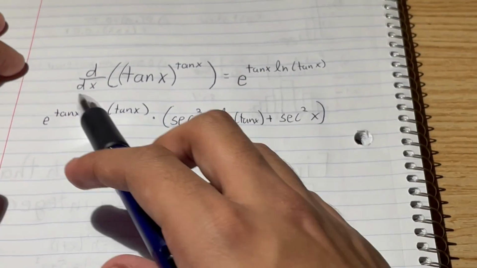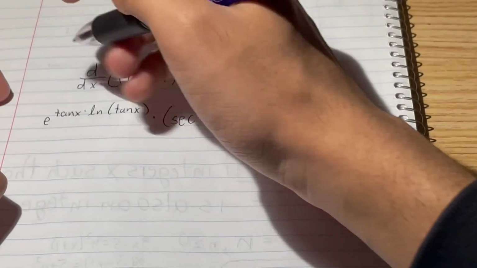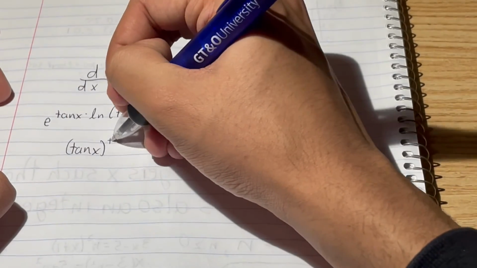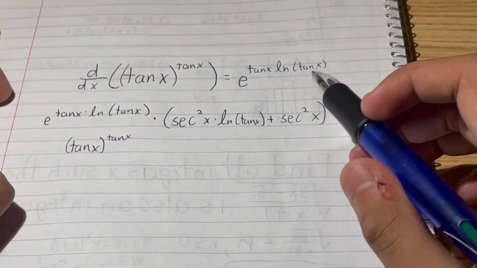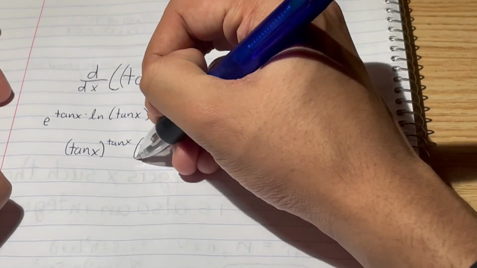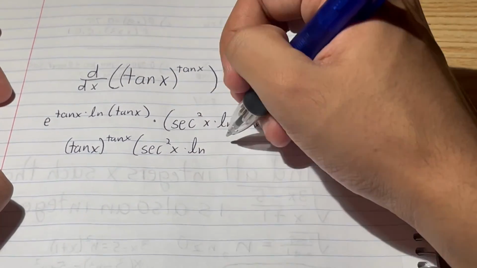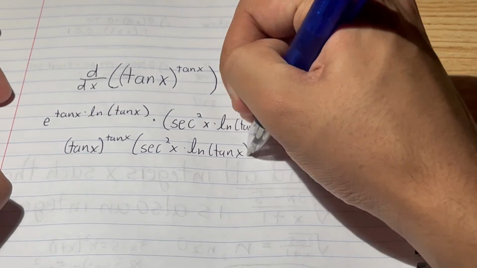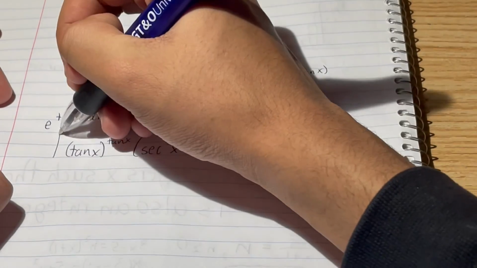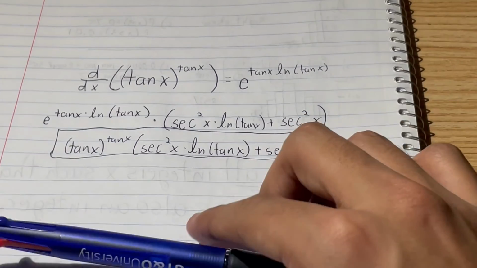And we are almost done, this is the full derivative, but we can change this back to tangent of x to the power of tangent of x. Because again, like we said before, this function is the same thing as this function, just written differently. And again, it's multiplied by secant squared of x times ln of tangent of x plus secant squared of x. And this is the derivative of tangent of x to the power of tangent of x. And we are done.